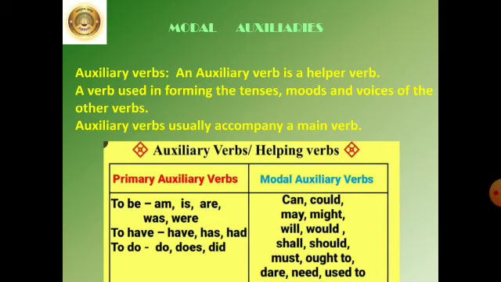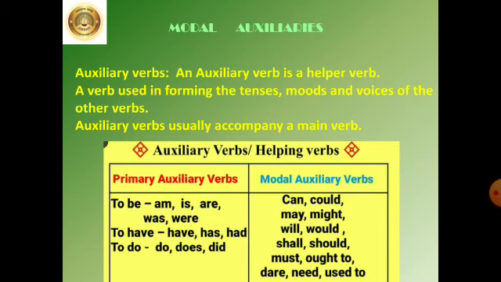But auxiliary verbs or helping verbs are divided into two parts: primary auxiliary verbs and modal auxiliary verbs, which is our today's topic. Primary auxiliary verbs are the forms of be: am, is, are, was and were. The forms of have: have, has and had. And the forms of do: do, does and did. So these are the primary auxiliary verbs.